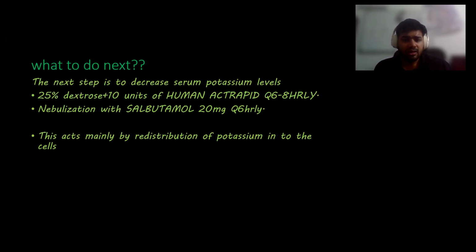Now what to do? The next step is to decrease the serum potassium levels. What can we do? We can use a mechanism called as redistribution of potassium. As extracellular potassium is high, we can make the potassium travel from the extracellular fluid into the intracellular fluid, that is within the cells, via a mechanism called as redistribution. And two drugs are very important in doing this redistribution. One is insulin and another is salbutamol, which is a beta agonist.